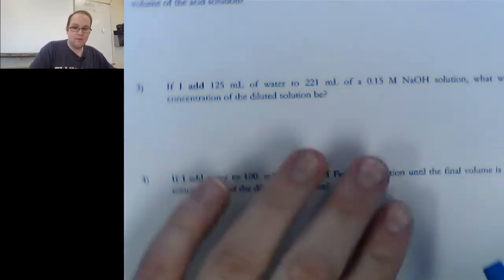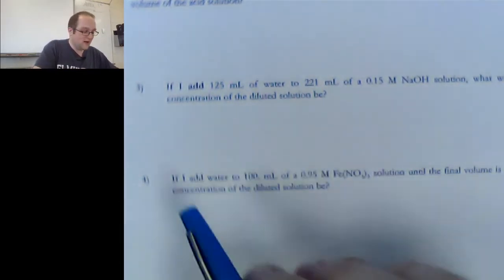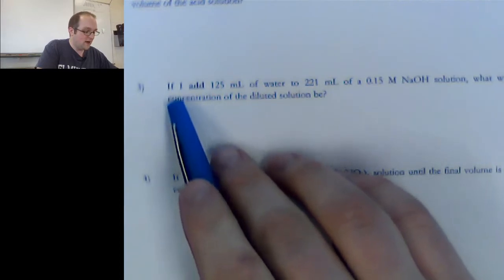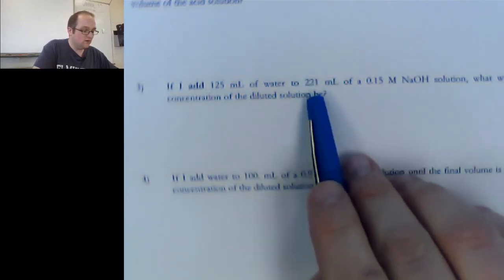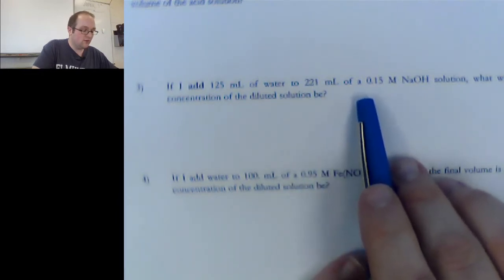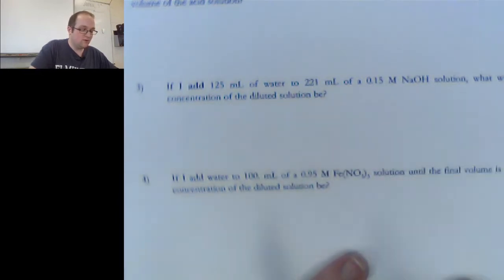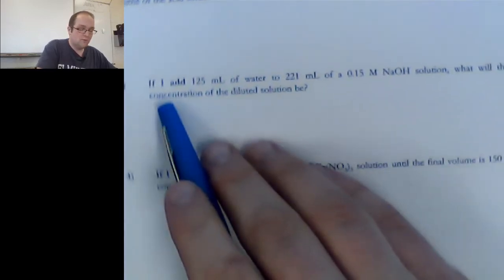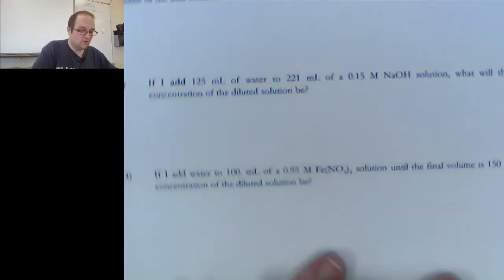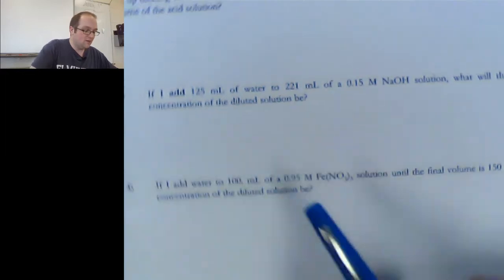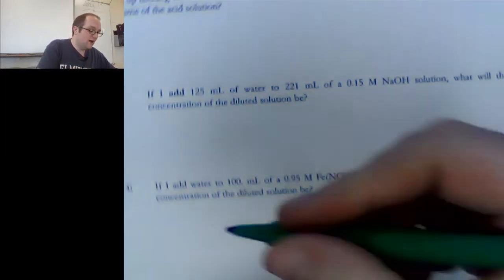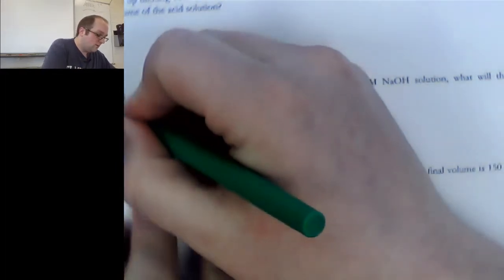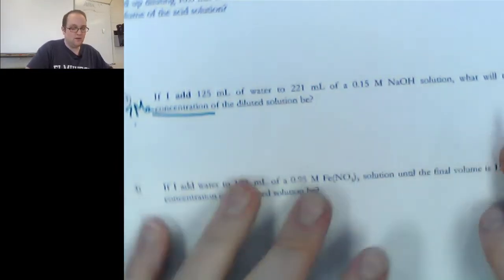But for right now, I want to break this guy down and see that we have a problem where I add 125 milliliters of water to 221 milliliters of 0.15 molar NaOH solution. And we want to figure out what the new concentration is going to be. Right away, I'm noticing that we're finding the new concentration, so I'm going to be trying to find my second M2. So what is our M2 value as part of this problem?